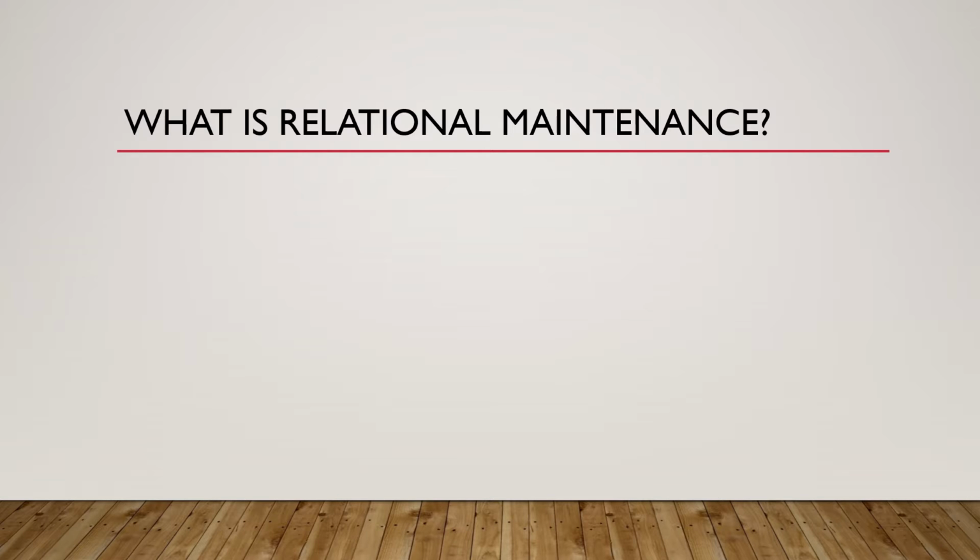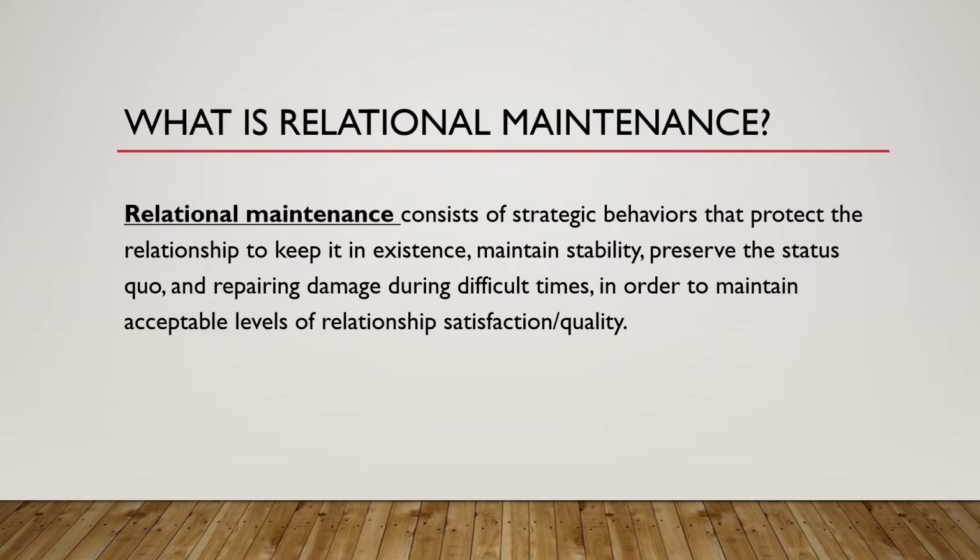So what is relational maintenance? We know that relational maintenance consists of strategic behaviors that help protect the relationship. It's really what keeps the relationship going, increases and maintains stability in the relationship. Oftentimes you're preserving the status quo. You could be repairing potential damage that's occurred in the relationship, but essentially you are maintaining acceptable levels of relational satisfaction or quality.